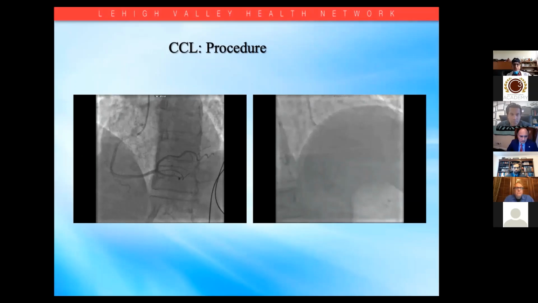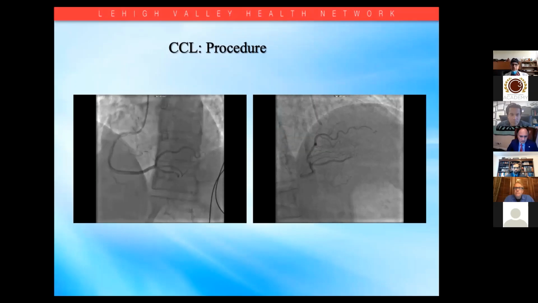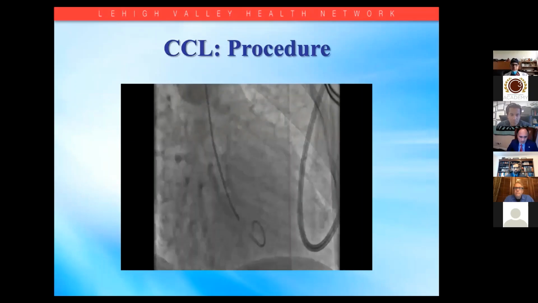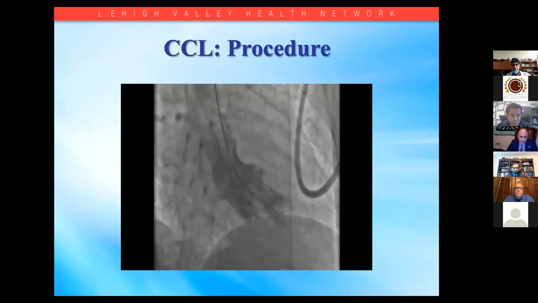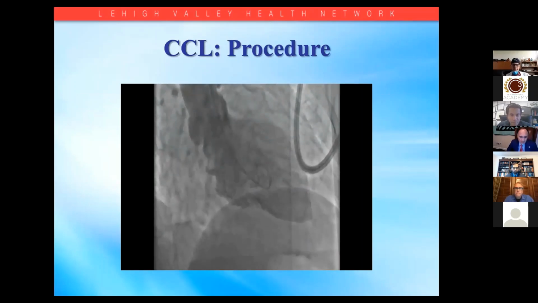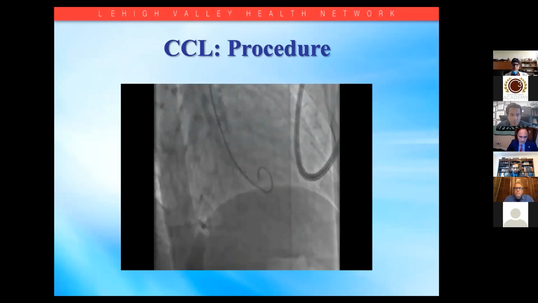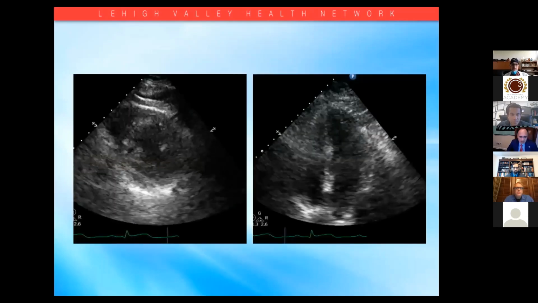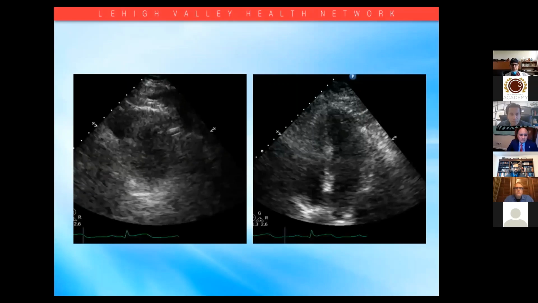I thought the flow was a little slow here. And I think it picked up there. I think there was a little adenosine at that point. This is our final outcome. This is his echo pre-discharge.